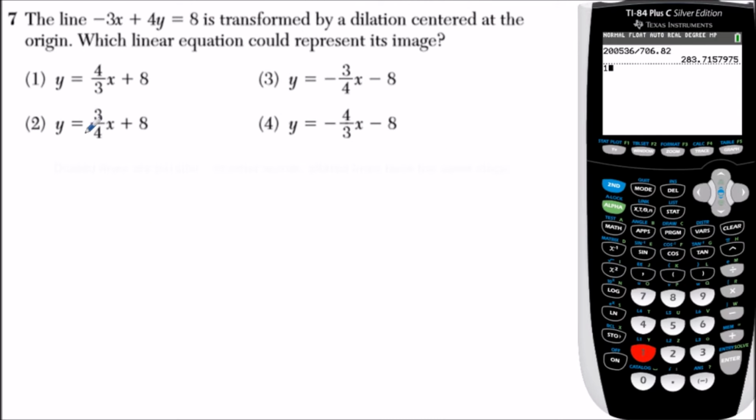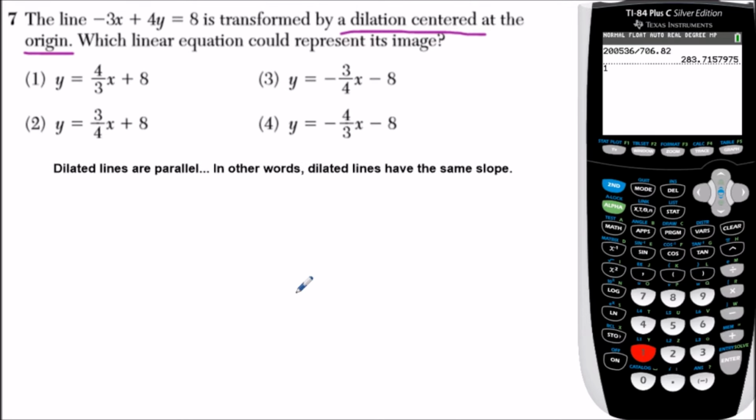Okay, for question 7, we have more with dilation. So this line is being dilated with the center of dilation at the origin. So the concept that you need for this question is that, if we read this here, dilated lines are parallel, which in other words means that the dilated lines have the same slope.